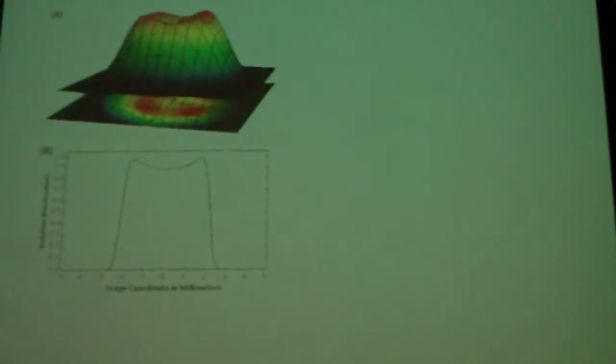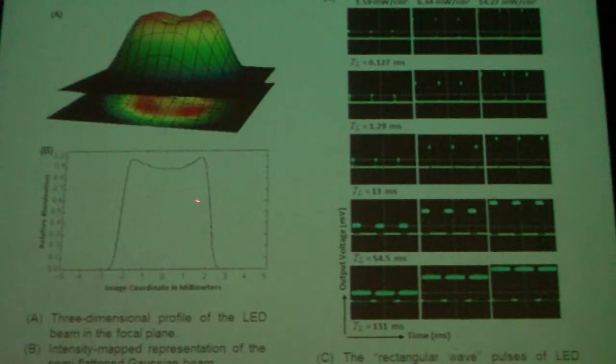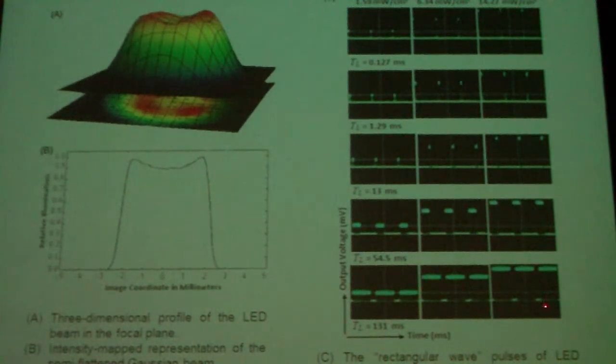And this is the optics of the beam during the imaging. This shows the beam shape in the focus, which shows that it's a flat Gaussian shape, because we should have the same distribution of the light during the imaging. And these are the images of the different pulse lengths and light intensities during the imaging.